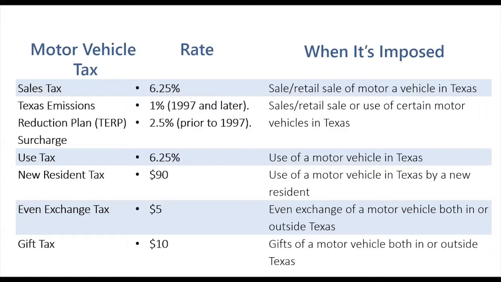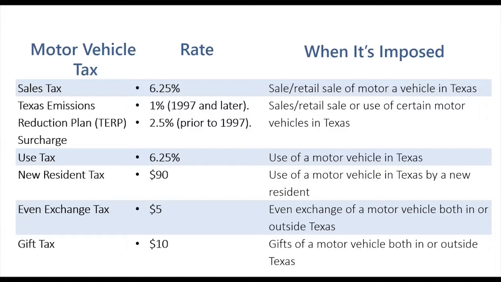Moving on down the list, the next tax we see there is the Texas Emissions Reduction Plan Surcharge, also called TERP. This is going to be due when we have a sale, retail sale, or use of typically larger, heavier motor vehicles that are used for inter or intrastate commerce. The tax rate is variable. For older vehicles, it's 2.5%. For newer models, it's a 1% tax rate, and this can be imposed in addition to another motor vehicle tax, just so you're aware.